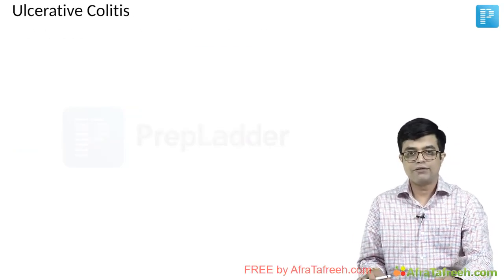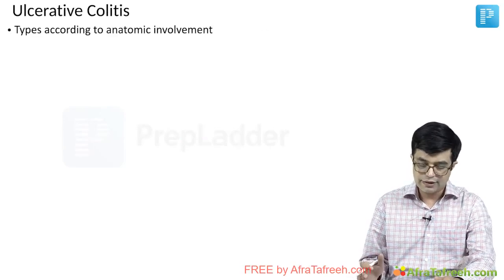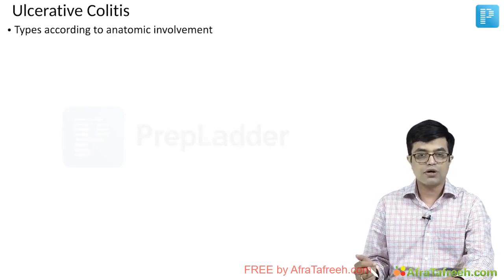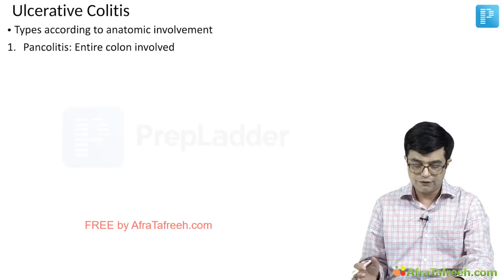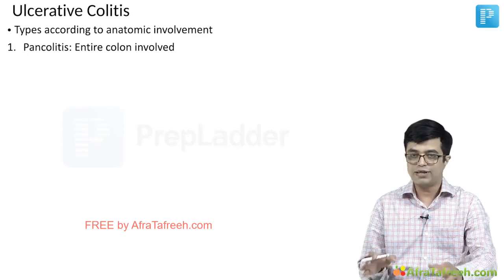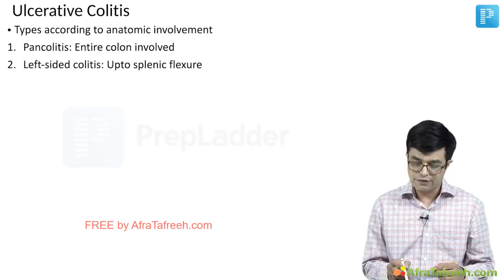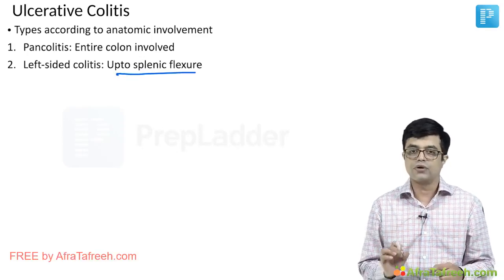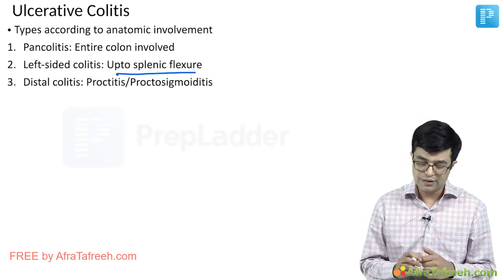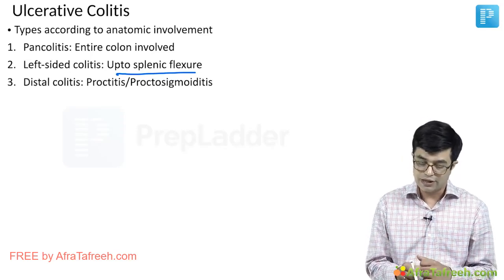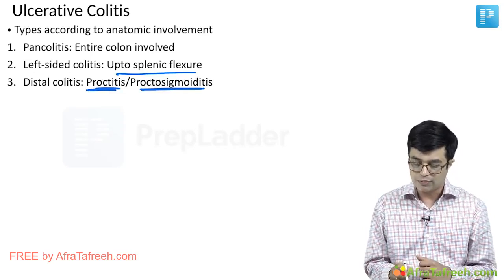Secondly, we come to ulcerative colitis. Ulcerative colitis, various types have been proposed according to anatomical involvement. The first variety is pancolitis, where the entire colon is involved. Second is left-sided colitis, where only up to the splenic flexure the colon is implicated. And third is distal colitis, which is also called proctitis or proctosigmoiditis.